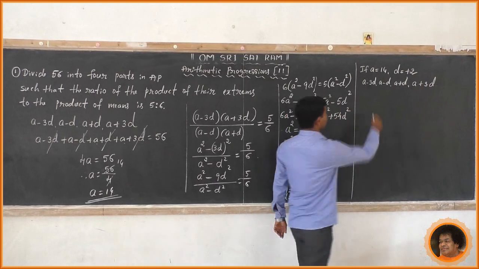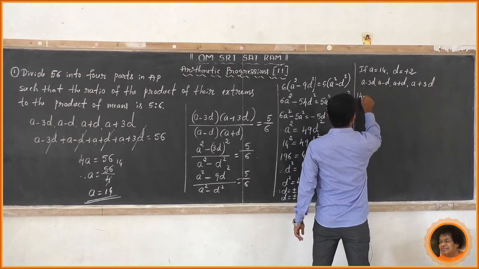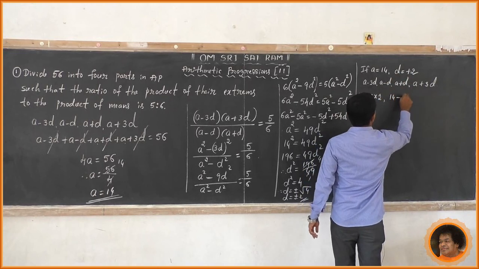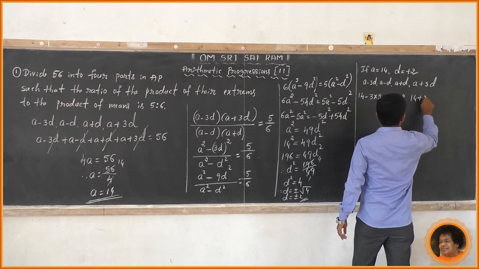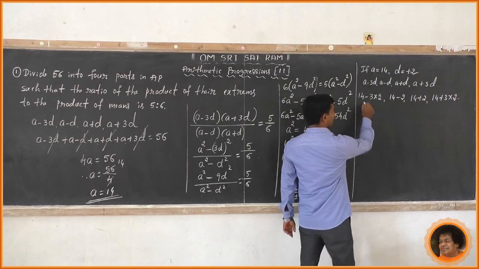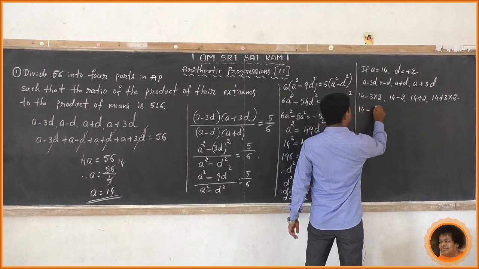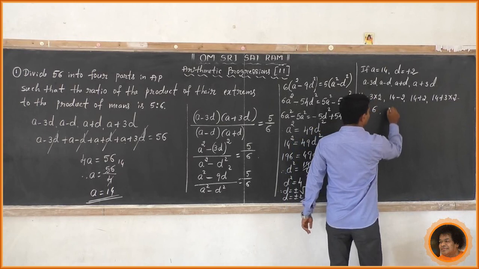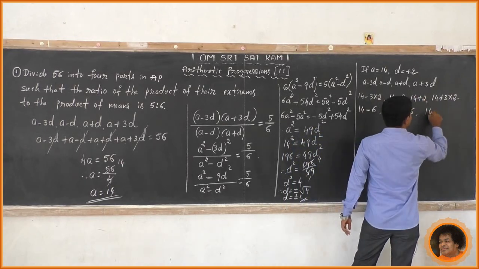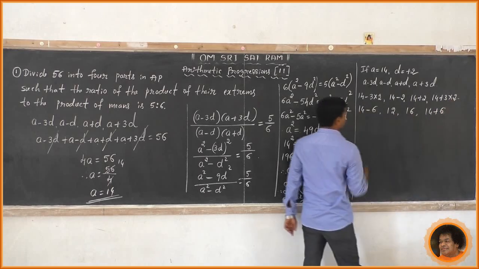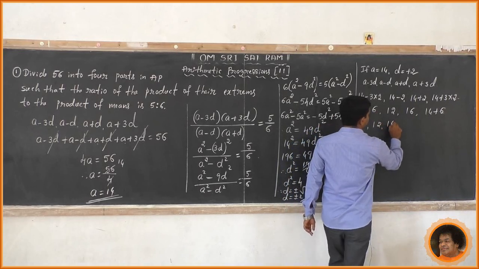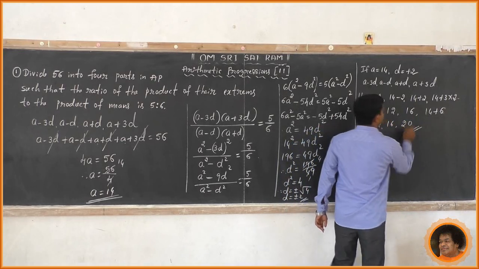Now substitute the values. So a minus 3d, 14 minus 3 into 2. So 14 minus 2, 14 plus 2, 14 plus 3 into 2. Now simplify. So 14 minus 3 into 2, 6. 14 minus 2, that is 12. 14 plus 2, 16. 14 plus 3 into 2, 6. Or 14 minus 6, 8, 12, 16, 20, which are in AP.